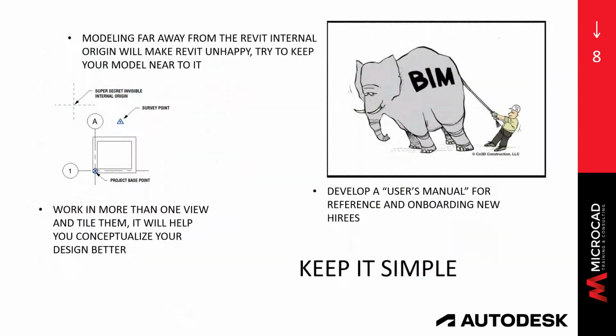Modeling far away from the Revit internal origin will make Revit very unhappy, and you don't want to find an unhappy Revit. So you want to try to keep your model near that Revit 0,0 location. It says here the super secret visible internal origin, you just need to go to the Visibility and Graphics dialog box and turn it on, and then you will see it.